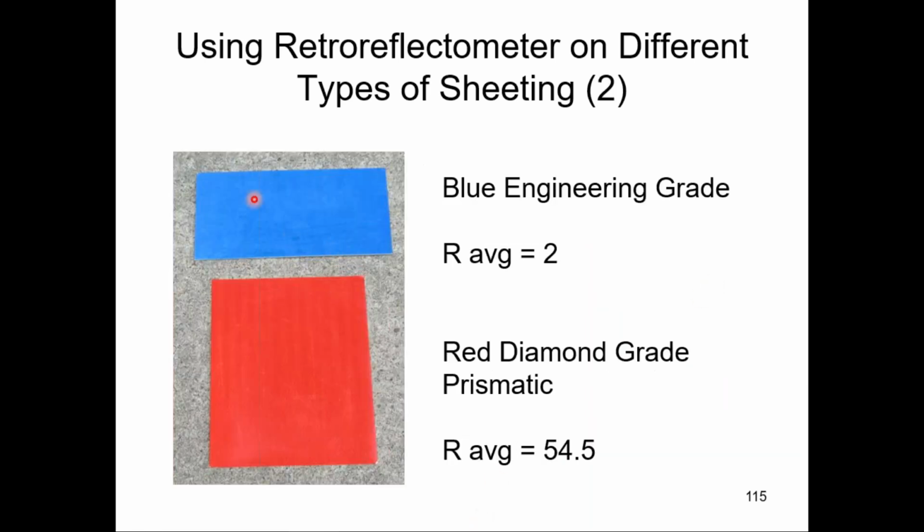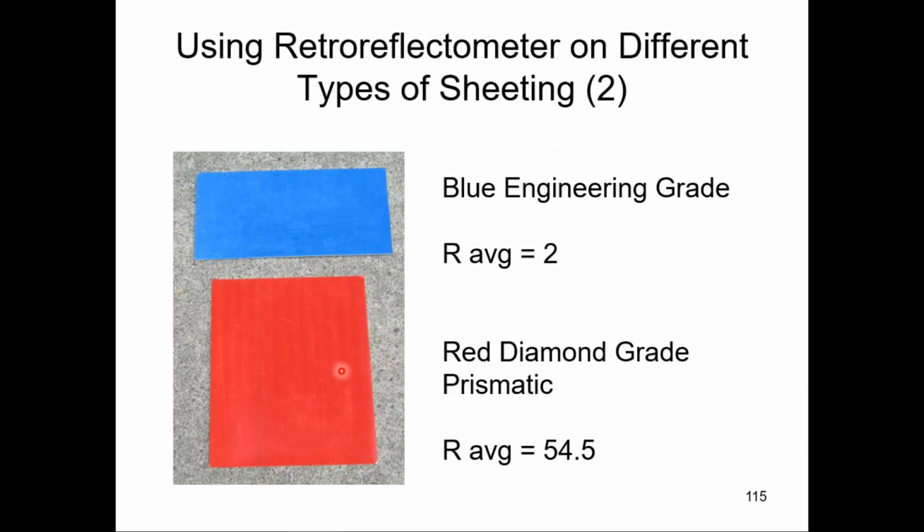These are not signs, of course. This is just some of the sheeting, but this is blue engineering grade. So it's beaded sheeting, blue. Notice the R average is 2. That's not going to be very bright at night, almost 0. But that's because it's beaded sheeting, and also because of the dark blue color. That's what accounts for that very low retro value.